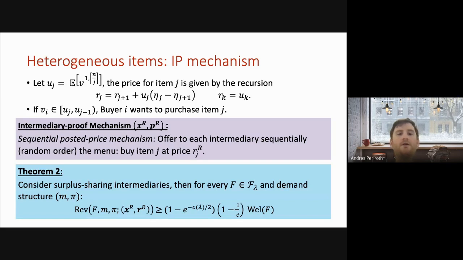And this actually turns into this 1 minus exponential expression that depends on lambda. Therefore, it is going to be a constant factor of the welfare for any demand structure, for any utility function, and for any distribution that is lambda regular, so long as the intermediaries are surplus sharing intermediaries. It remains an open question for the case where intermediaries, for instance, are profit maximizers.